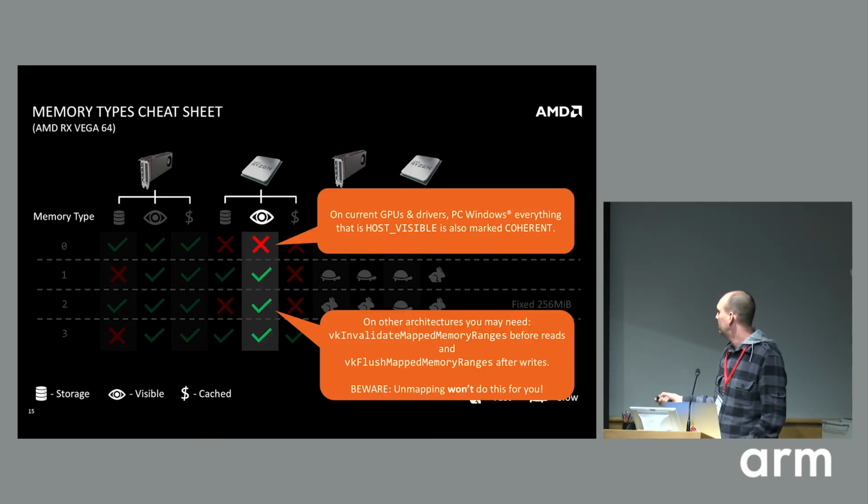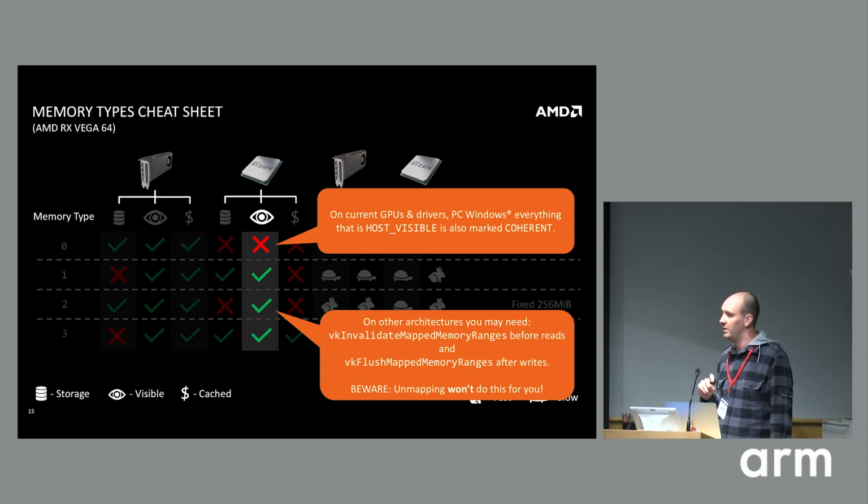Also, a quick note about this column. Currently, for PC Windows, I think everything we tested, all the vendors so far, everything that's marked host visible is also marked coherent. That's why it's glossed over here for Windows development. But on other architectures, potentially on Linux stacks or on mobile, these functions may be your friend. After touching memory with a write on the CPU, you might need to flush your mapped ranges to make sure everything's coherent and synced up.